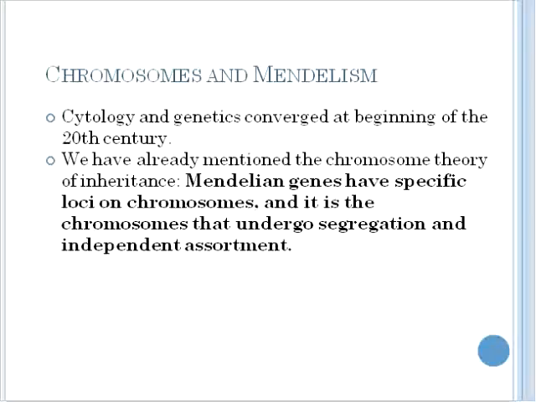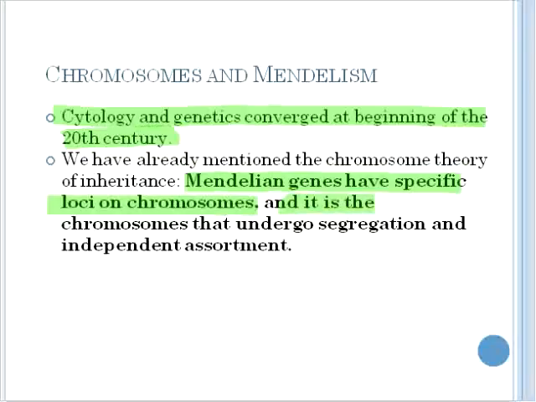So we look at chromosomes and Mendelians. These two are linked. The reality is that cytology, cell biology, and genetics came together at the beginning of the 20th century. We know the chromosome theory of inheritance. Mendelian genes have specific loci on chromosomes, and it is the chromosomes that undergo segregation and independent assortment. The two are tied together.